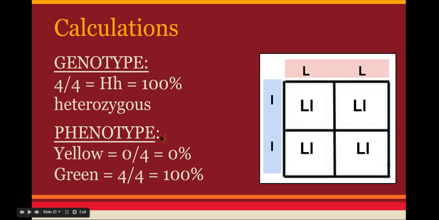Now phenotype is what you're going to see. So yellow, I have 0 that are going to be yellow. Now what I would see here if I were going to have any yellow is I would have to see little l, because that's the only way we get a recessive trait. Now I have 0 that have little l, so that means I get 0 yellow, and 4 out of 4 are going to be green.